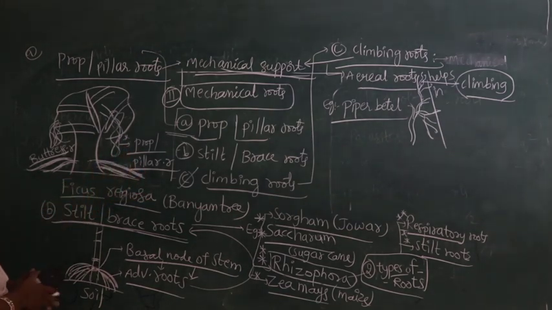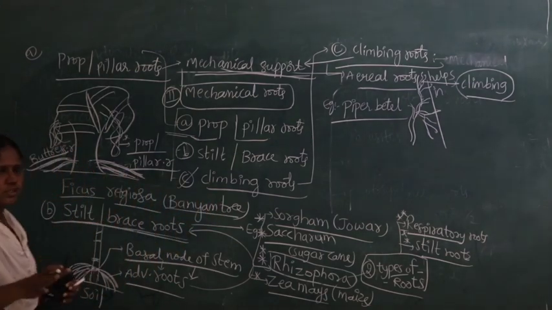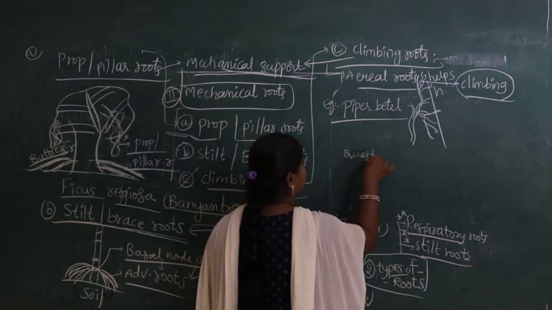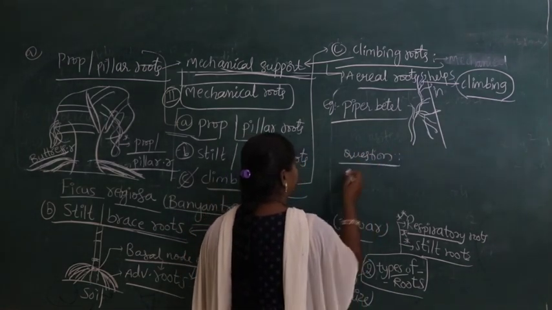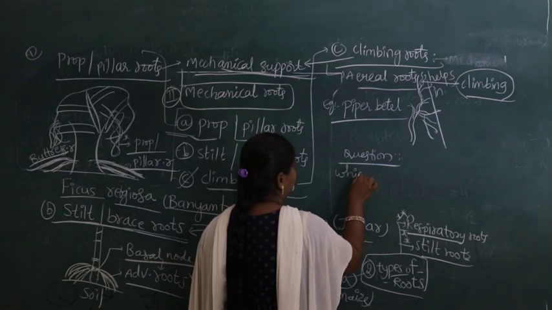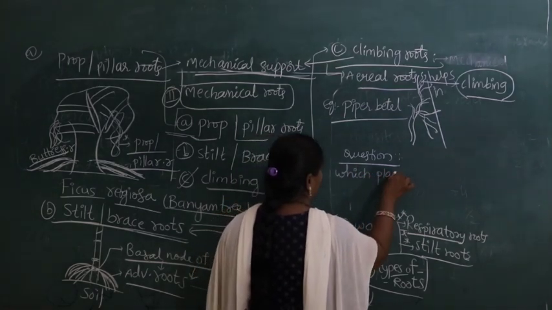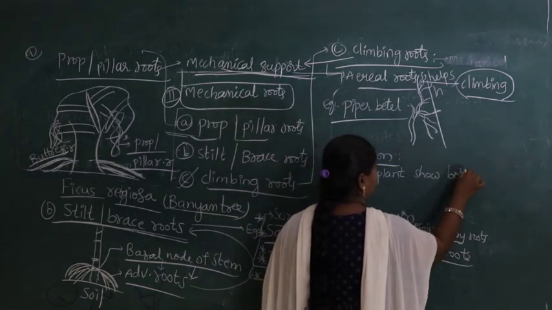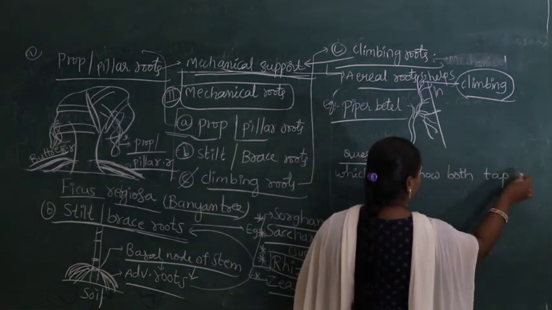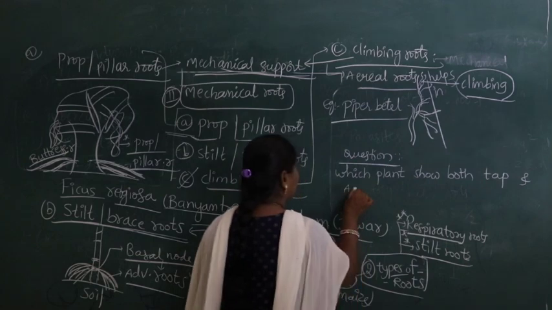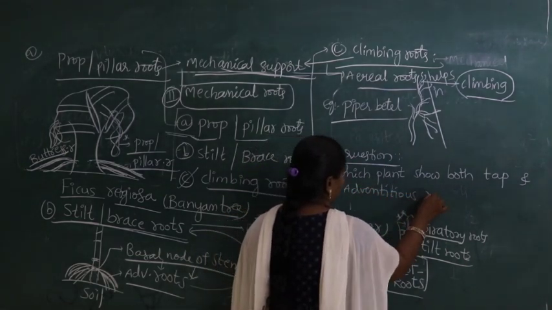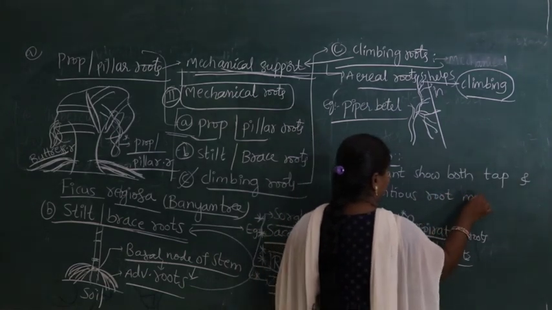So what is the expected question on Ficus religiosa? Suppose you get a question, what is the question we get expected here? So we say which plant shows both taproot and adventitious root modification.